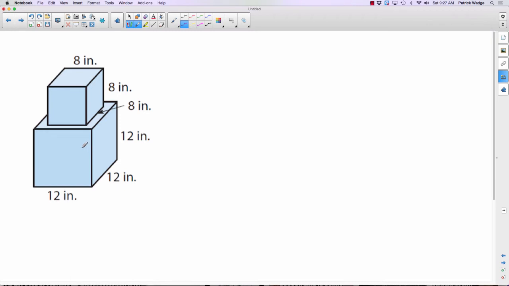So again, it looks like what we want to do, maybe, is get the surface area of the bottom, the surface area of the top, and add them together. And that'd be great, except for one thing. There's overlap here, right? Because one's sitting on top of the other, you can't paint the bottom of the small cube, and you can't paint all of the top of the big cube. But it's going to be really hard for us to get the area of this bit here. How are we going to do that? That's definitely something we can paint.